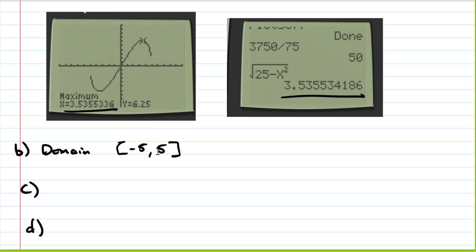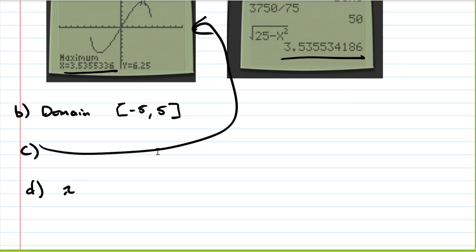So D, this was C, and then our x is going to be about 3.54, and y is going to be the same thing, about 3.54-ish. All right, so we have to be a little bit careful because graphically when we look at B, the graph tells us that that's the domain. If you try to put that into MyLabs, it's going to tell you you're wrong.